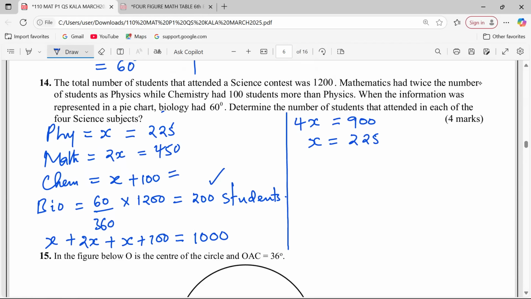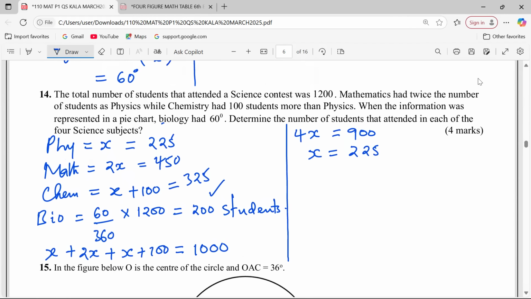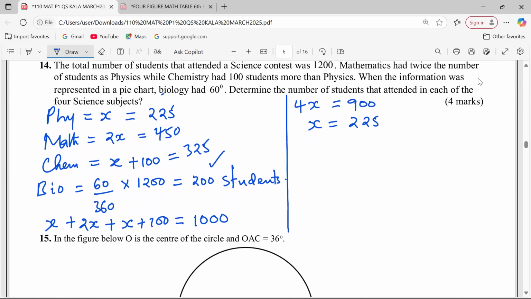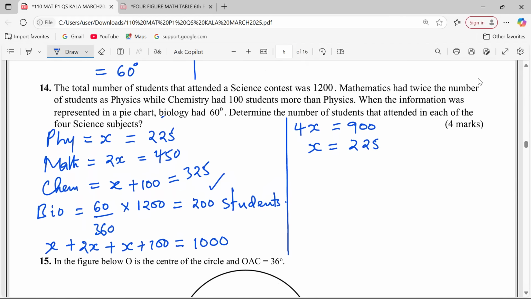Then for chemistry, we add 100 to 225. 325. So let's check whether these numbers are aligning. 225, we add 450, then we add 325, and we add the 200 students in biology. I'm getting 1,200. So that's how the students were split into the different subjects for the contest.